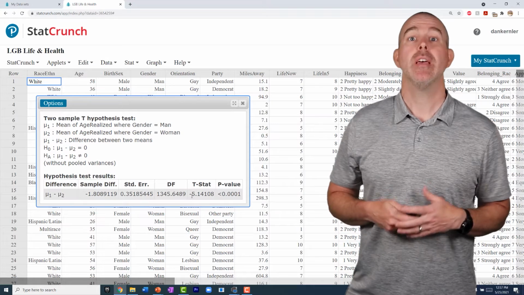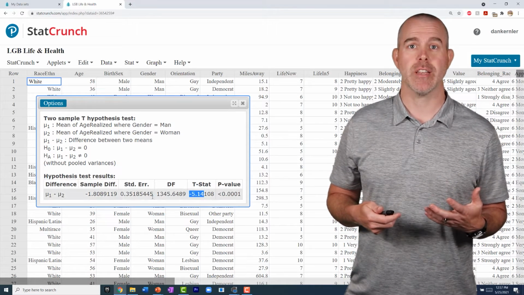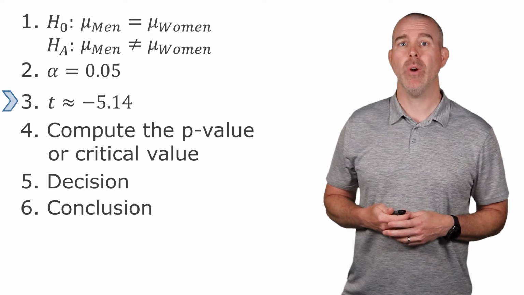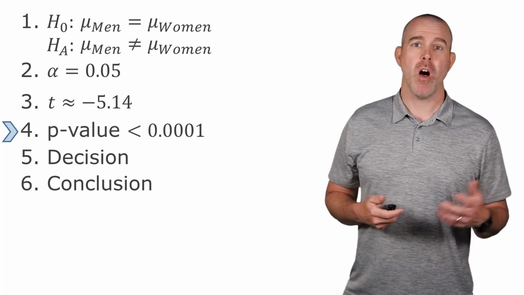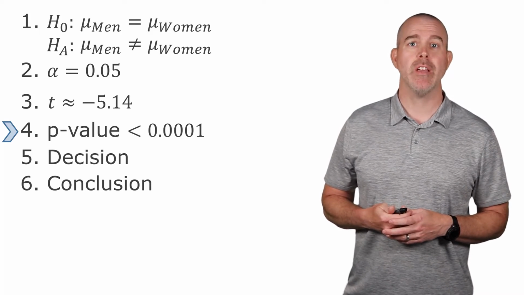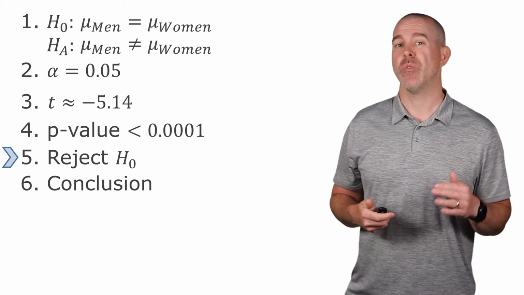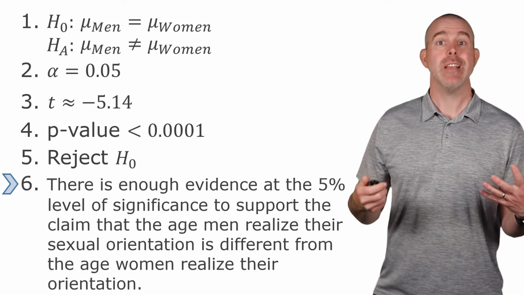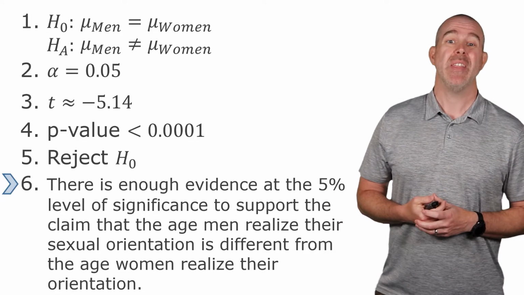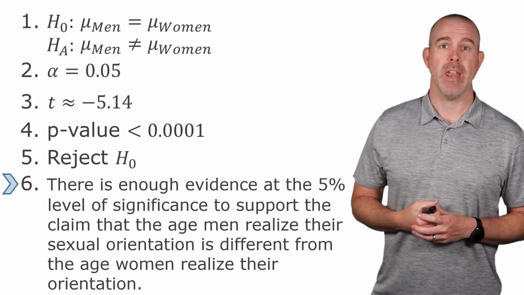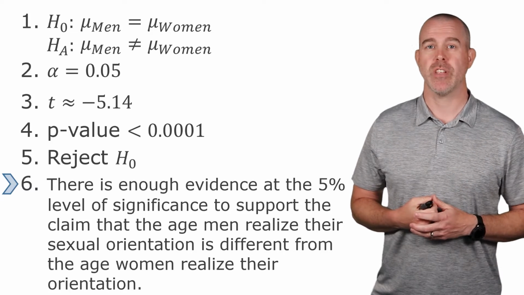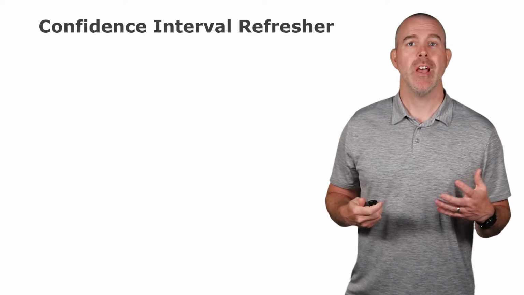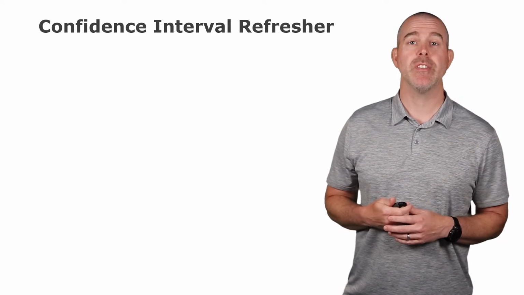We'll hit compute, and then we get our statistic. So our t-value here is negative 5.14. The p-value is very small, less than 0.001. So our decision would be to reject the null hypothesis. And therefore our conclusion is that there is enough evidence to say that the age is different for men and women. The age that they realize their sexual orientation on average is different. Just like with proportions, we can try to answer this question with confidence intervals as well.